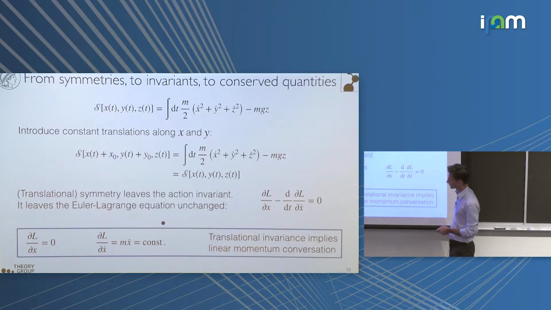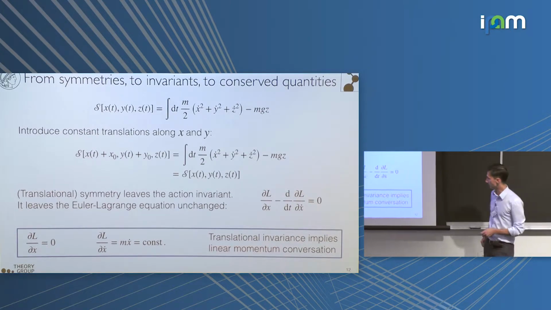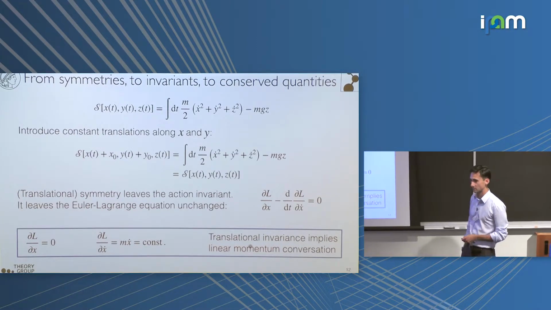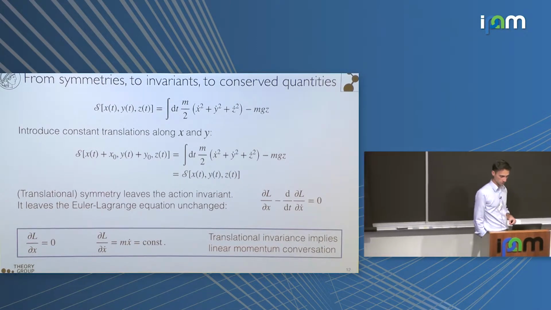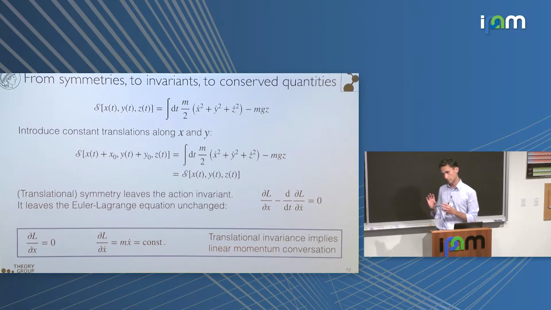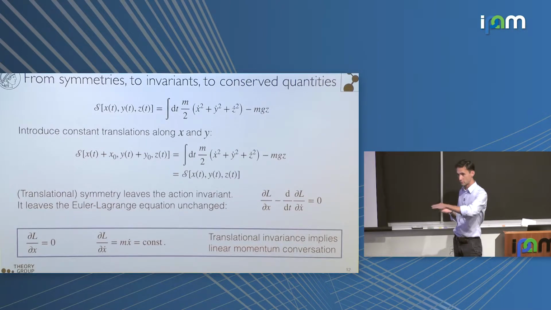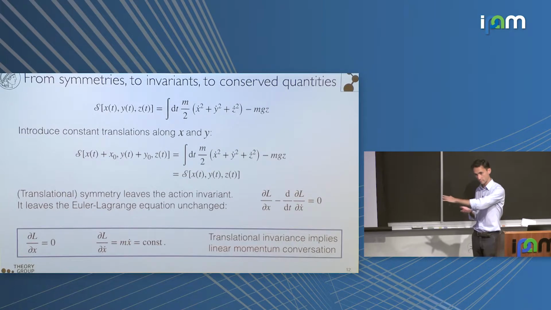And the Euler-Lagrange equation tells you that because this is 0, this must be a constant, because d/dt of dL/dx dot must be 0. Okay? And so that tells you that the translational invariance of this system along x and y means that I have linear momentum conservation. Right? And so there's a direct link between a symmetry of my system and a conserved quantity. In this case, the translational symmetry to the fact that linear momentum is conserved.